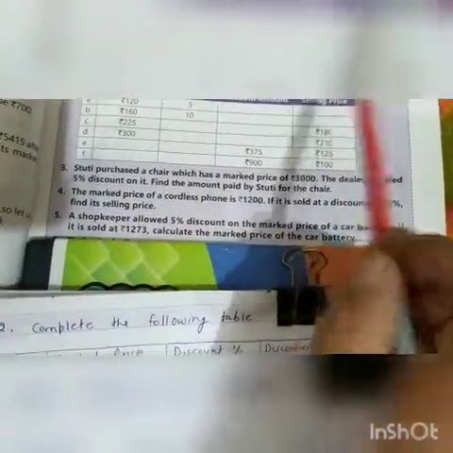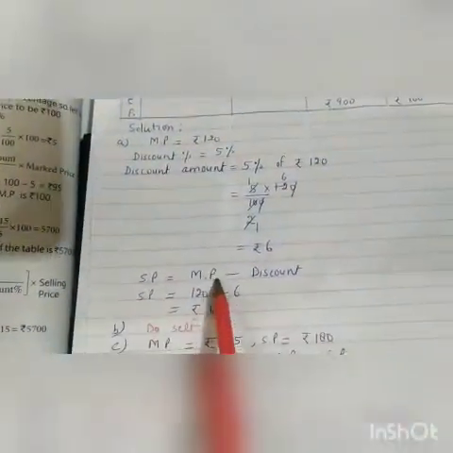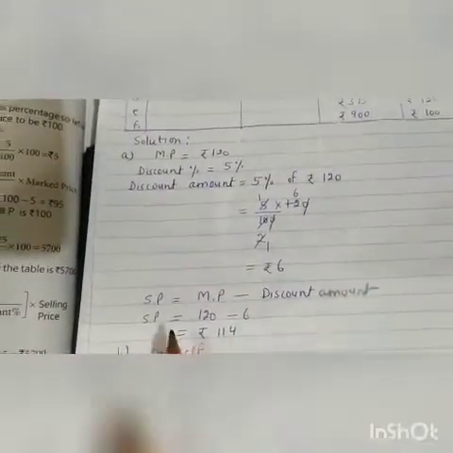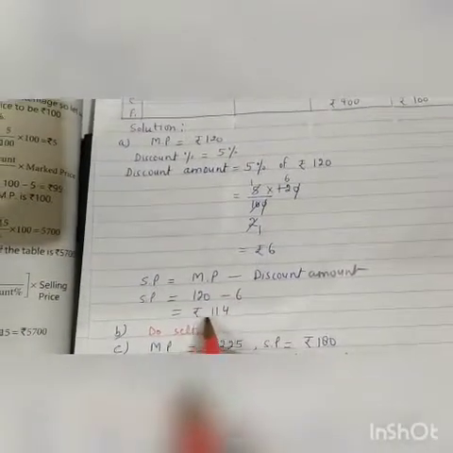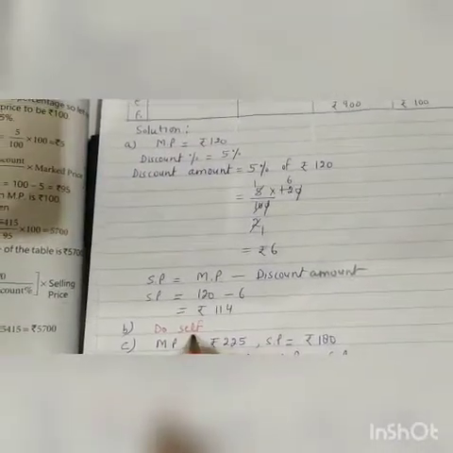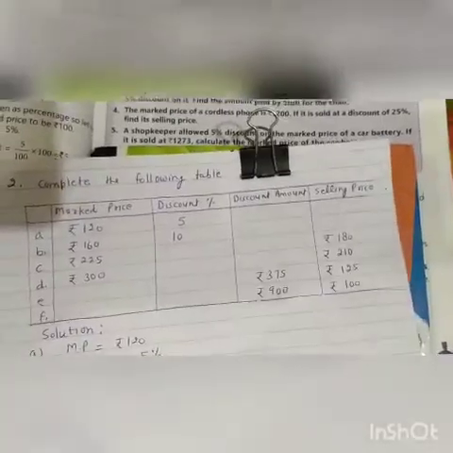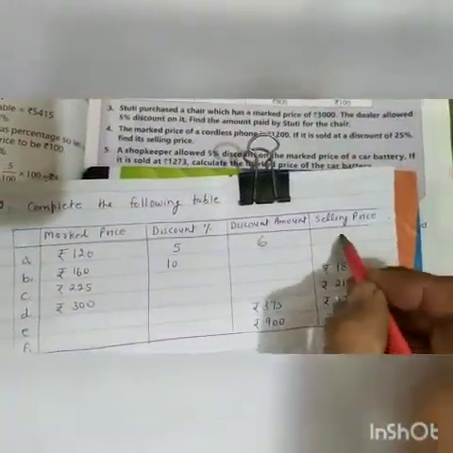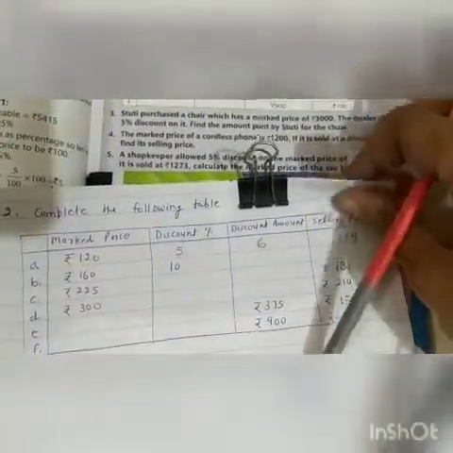Now next, selling price. Selling price is equal to mark price minus discount amount. So selling price is equal to mark price 120 minus discount amount 6 rupees, it is rupees 114. B part also you will do yourself. Then fill in the table after solving. Discount amount is rupees 6 and selling price is 114. After solving you will fill it here.